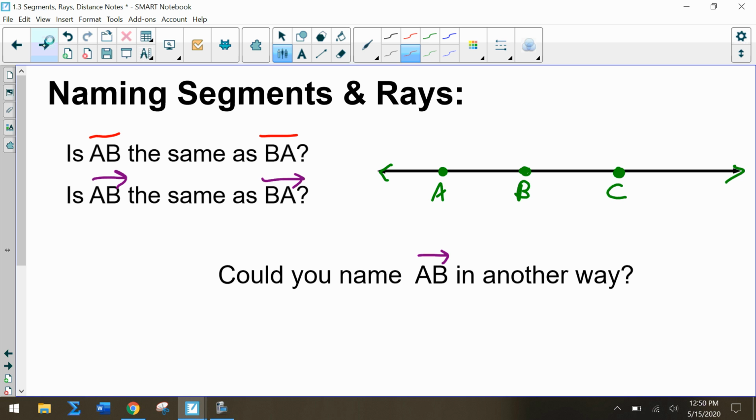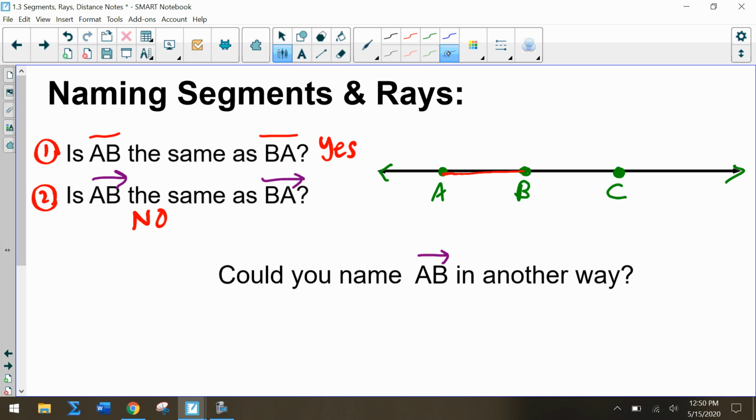Okay, so let's look at these two questions. Is segment AB the same as line segment BA? So line segment AB is this. Is that the same as line segment BA? Yes. How about this one? Is ray AB the same as ray BA? Ray AB, so we're starting at A, going through B. Is that the same as starting at B and going through A? No. So those are different rays.